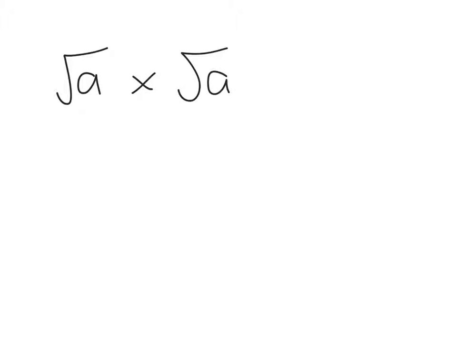Here we have an introduction to surds. Let's say we have the square root of a and we want to multiply it by the square root of a. Well, the square root of a is really a to the power of a half. So this becomes a to the power of a half multiplied by a to the power of a half.